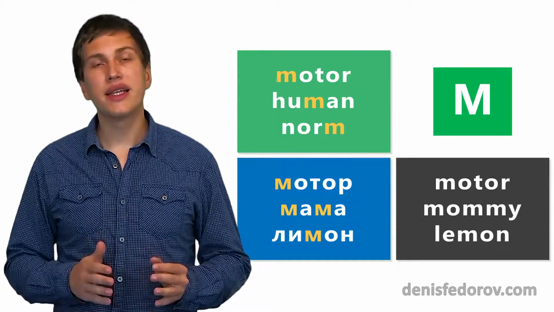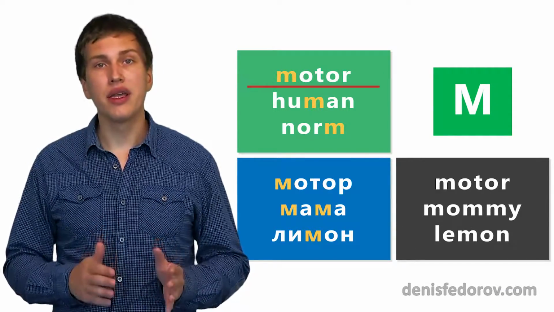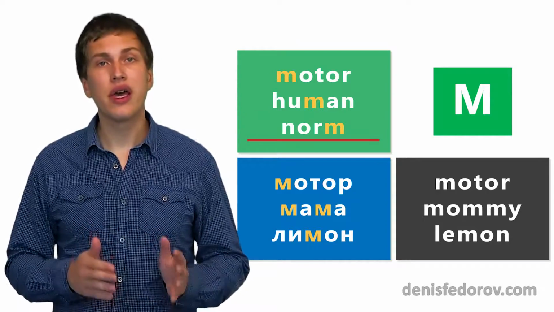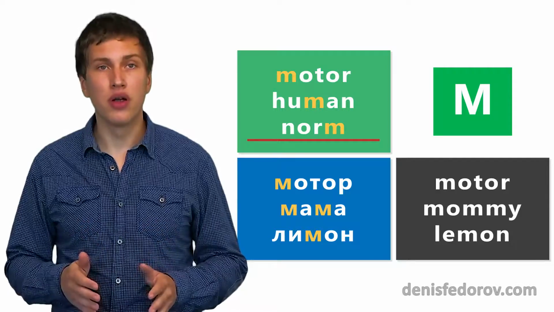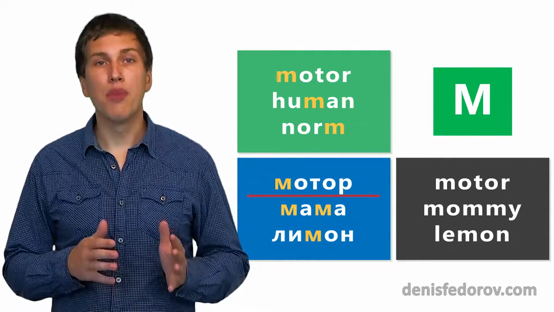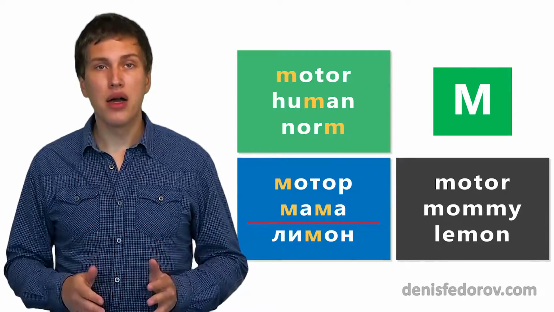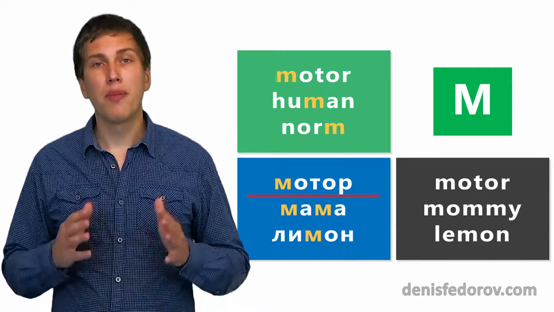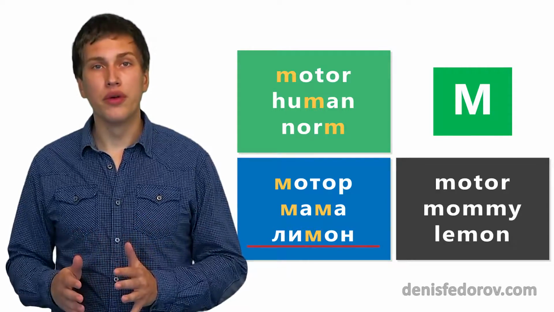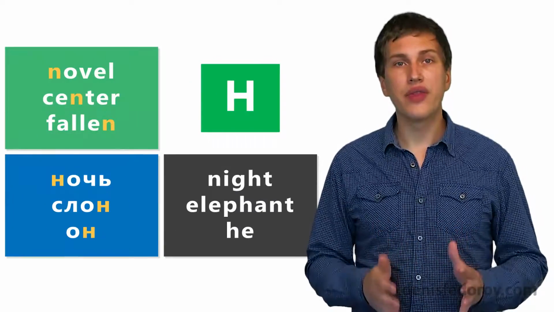It sounds as M in motor, M in human, M in norm. The Russian examples for M are мотор, мама, лимон. The letter N.